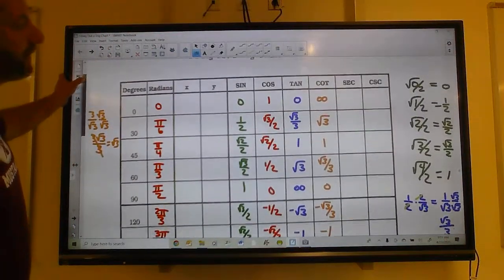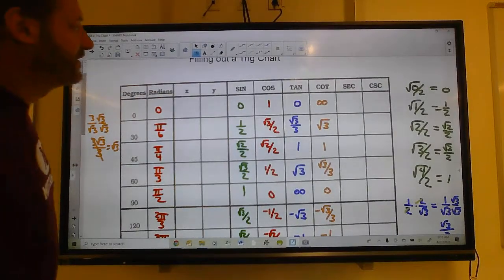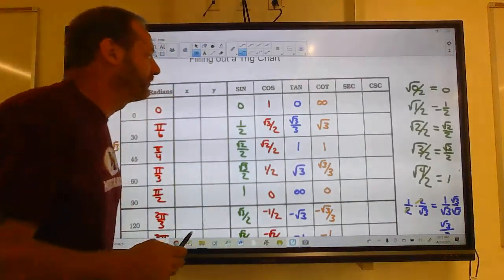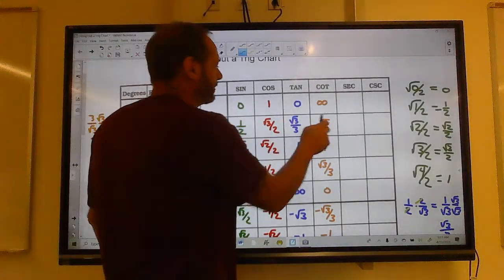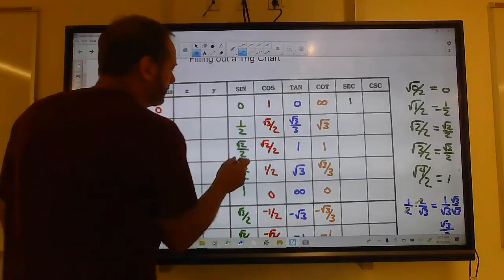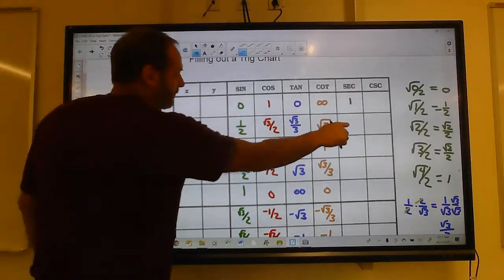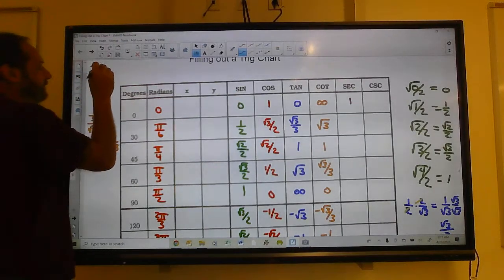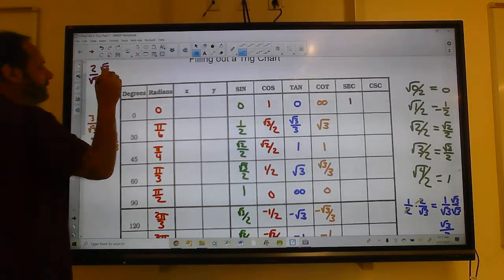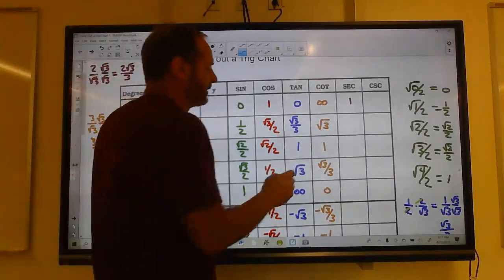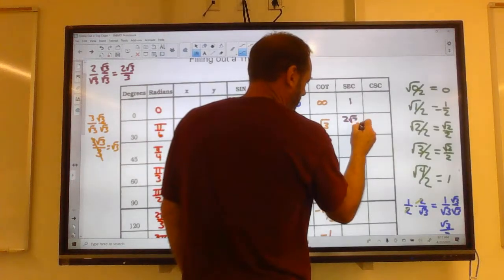Okay, scroll back up here again. The secant is the reciprocal of cosine. So this is going to be reciprocal of 1 is 1. All right, this is going to be 2 over the square root of 3, which I need to rationalize. So I'm going to multiply by square root of 3 over square root of 3. That's going to be 2 square root of 3 over 3. Okay, so that's going to go here.